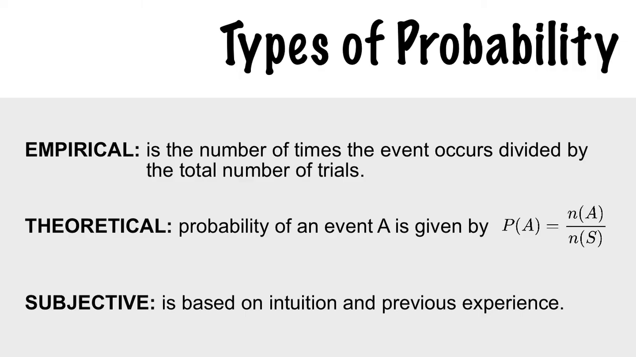There are 3 types of probability: empirical, theoretical, and subjective. Empirical is when you go out into the real world, you do a bunch of trials or tests, and you mark down what those trials tell you. Theoretical is based on knowledge that you have already, and you come up with the probability of something occurring. And subjective is based on previous experience or intuition.